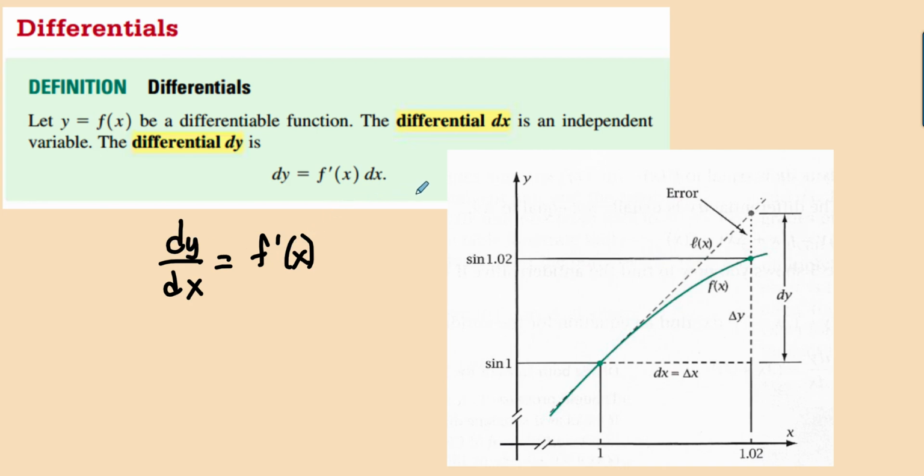Let's look at what we call a differential. A differential is the change in either the x or the y along the tangent line. So over here we can see that this is the change in y along the tangent line versus the change in y, which is delta y, along the function. The differential x and change in x will be the same. That will be the same regardless of whether it's on the tangent line or on the function.